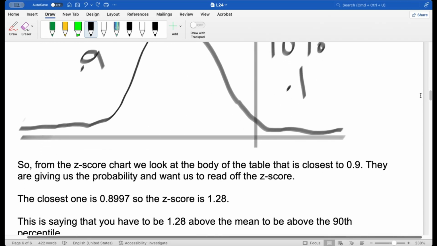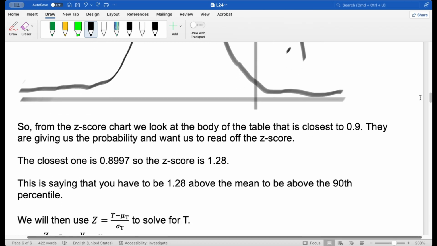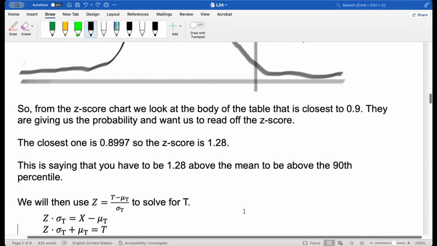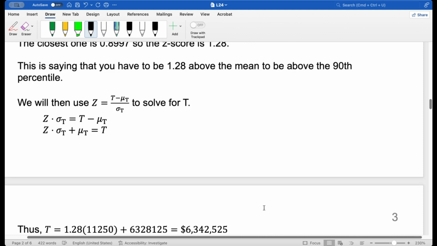And then we have to convert back to a raw score here. So the z-score formula, it's the raw score, in this case the total, minus the mean of the total divided by the standard deviation of the total. Cross multiplying, z times sigma is equal to x minus mu. This should be T, sorry, the variable here is the total. And so the total is equal to z times sigma plus the mean. The z-score here is 1.28.